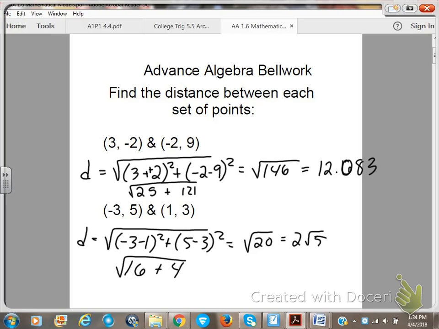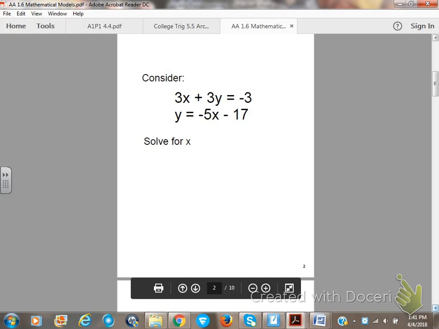Alright, go ahead and get out homework, because we're going to grade. Okay, so if you have a problem like this, and you're asked to solve for x, and I've given you two equations here, that 3x plus 3y equals negative 3, and that y equals negative 5x minus 17.